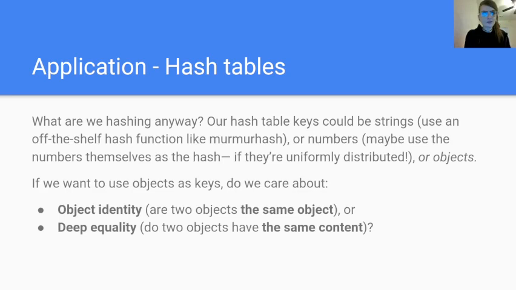Here's a note. What are we actually hashing? Hash table keys, well, in JavaScript, they can be anything. They can be objects. I think they can be arrays, I'm not sure. They can be numbers. They can be floating point numbers or fixed point numbers. Of course, they're the same in JavaScript.